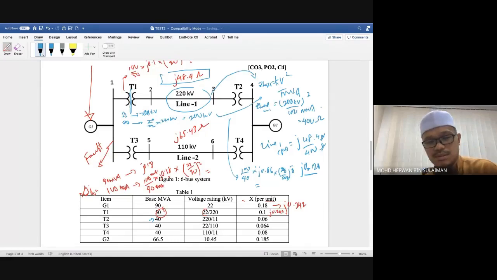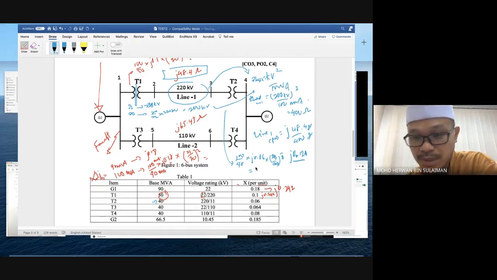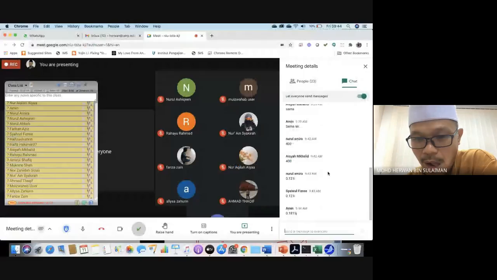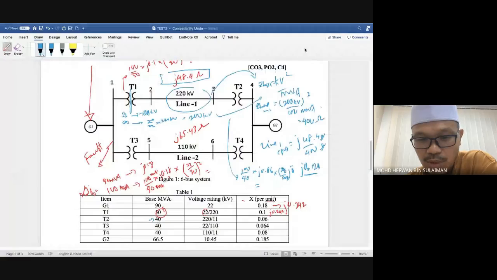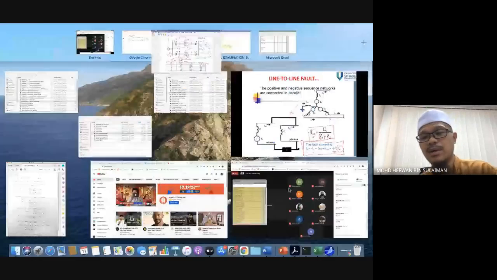Berapa dapat untuk transformer 2? 100 bagi 40 darab 0.06 darab. Berapa dapat? Compare dengan jawapan saya. Saya nak tengok. 0.1815, okey. Betul. So your transformer 2 ialah J 0.1815. Okey, betul lah. Semak ah.